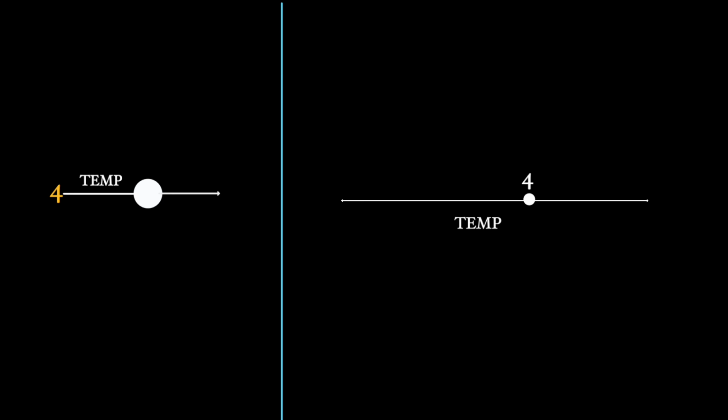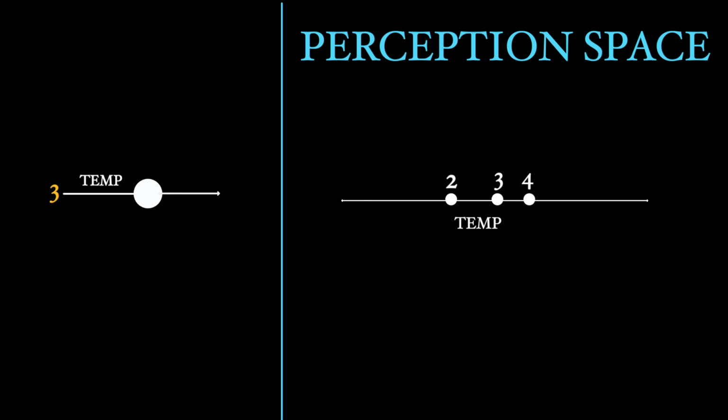Imagine the input value or temperature is a point on a line. The position of this point depends on the input value. We can think of this as our perception space. It's one-dimensional because we only have one input. A neuron can be viewed as dividing the perception space into active or inactive regions. If the value is above the neuron's activation threshold, it fires down the output.